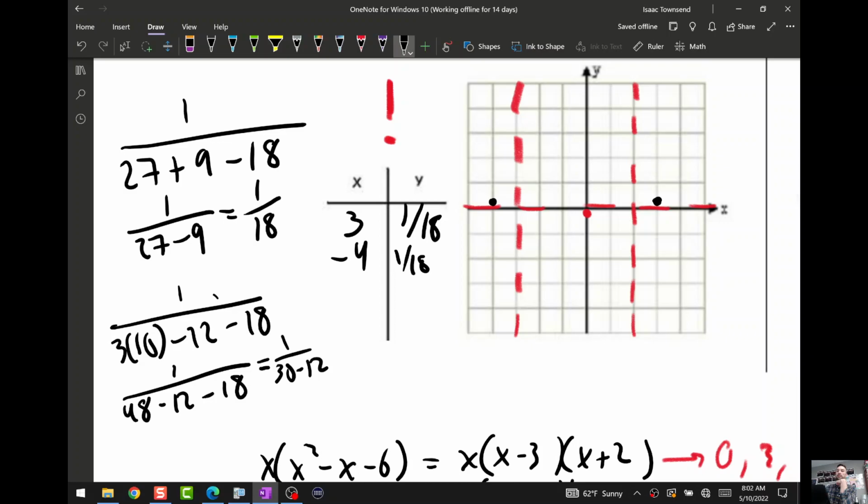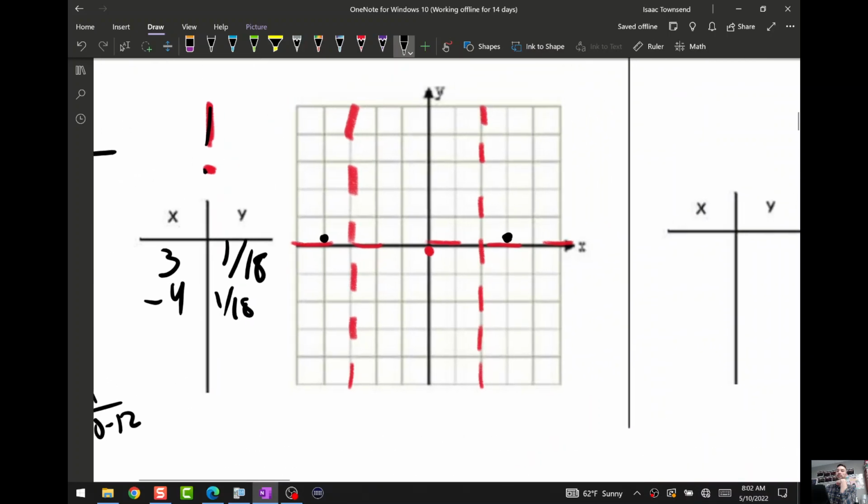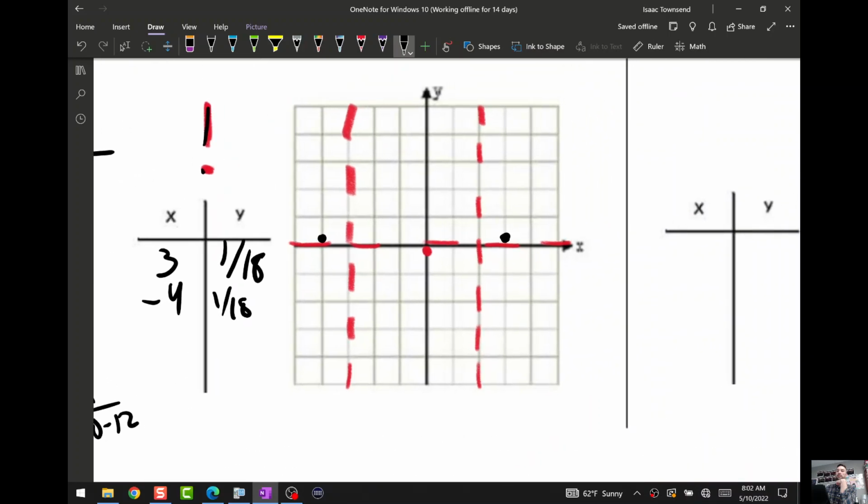Now, I don't think we need any more points because I know how these graphs are going to interact around the asymptotes, which I'm about to show you. But I certainly encourage you to always do more points. If you feel like you need more points to feel confident about your graph, then please do. On a test, we'd probably ask that you do like 4 or 5 points, but I think this is going to be plenty.